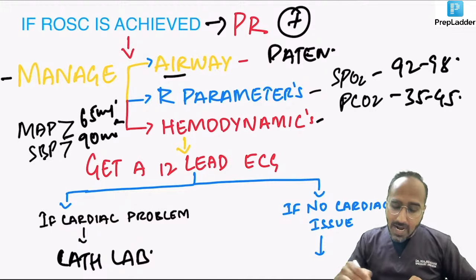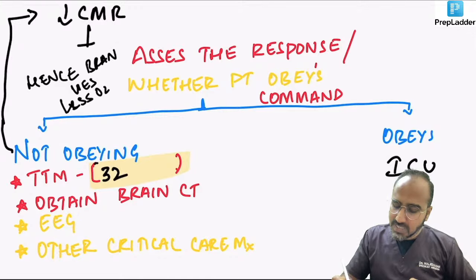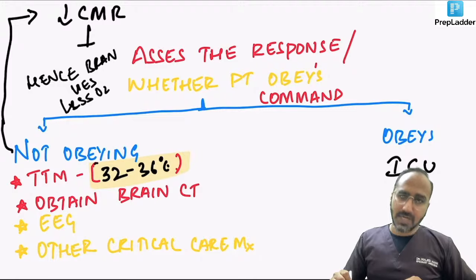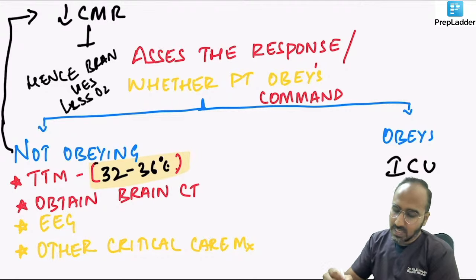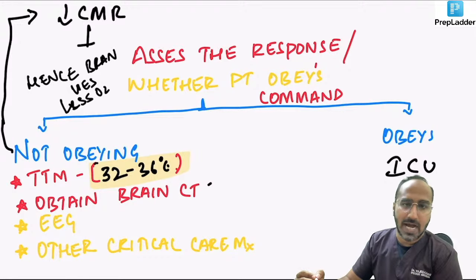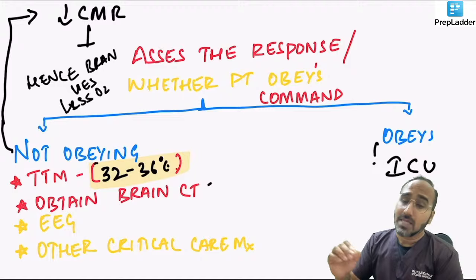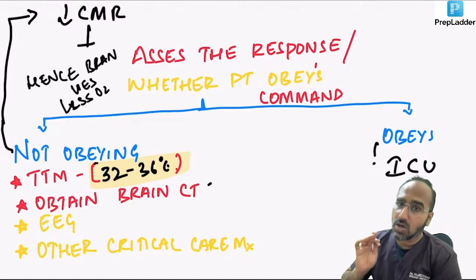What I'll do is target temperature management, guys. Target temperature management means what? If the patient is not obeying, I'll do target temperature management, that is 32 to 36 degrees Celsius. That will decrease the cerebral metabolic rate, hence the brain uses less oxygen. Then I'll go for a CT scan and shift the patient to the critical care team or the ICU. But if the patient is obeying commands, directly I'll send the patient to ICU. This was regarding once you have achieved the ROSC.